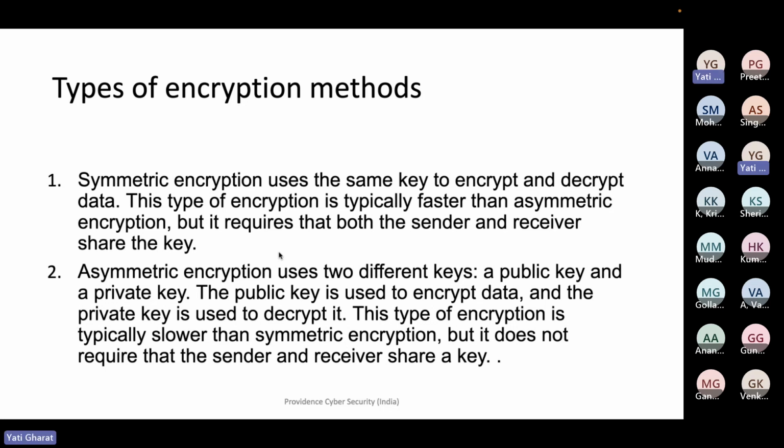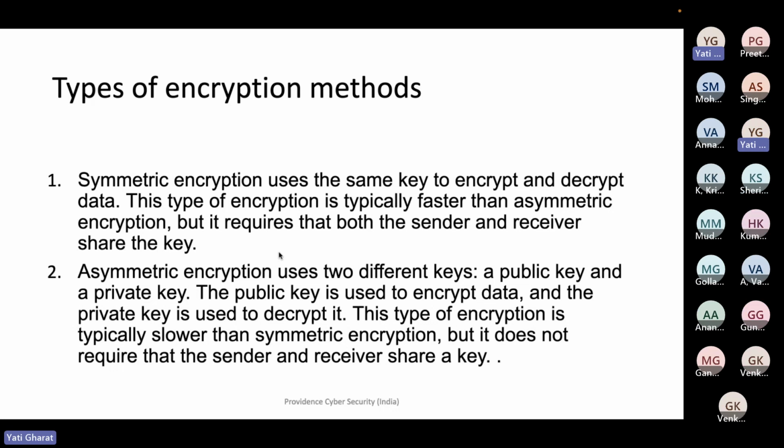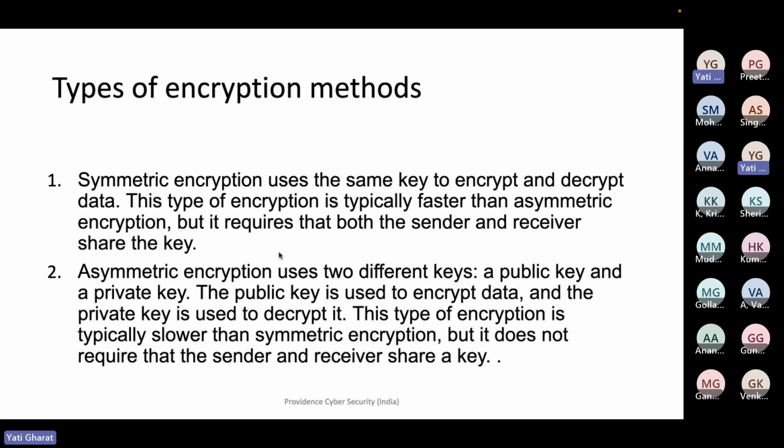Now, what happens in symmetric is this: the CPU utilization, the amount of CPU required to process this data, is less. So the load on your systems will be less. And asymmetric is the opposite. Asymmetric encryption uses two different keys, a public and a private key. The public key is used to encrypt data and the private key is used to decrypt data. This type of encryption is typically slower than symmetric encryption, but it does not require that the sender and receiver share a key. This is very critical.